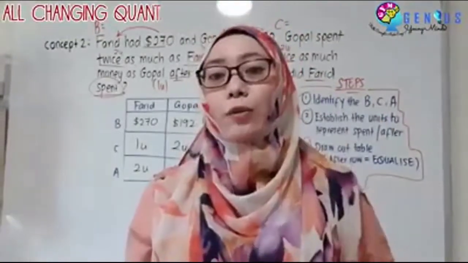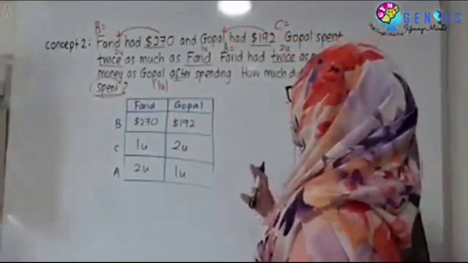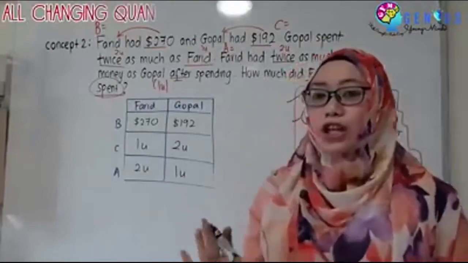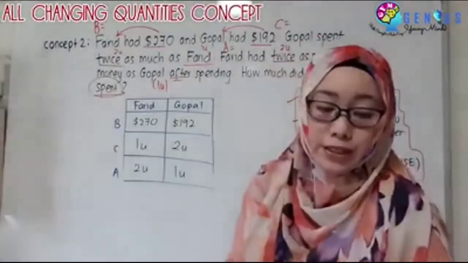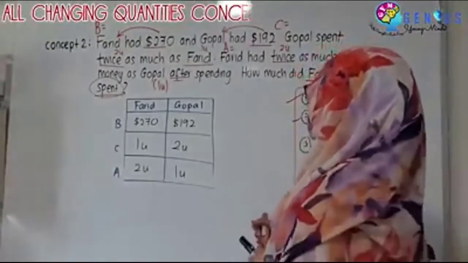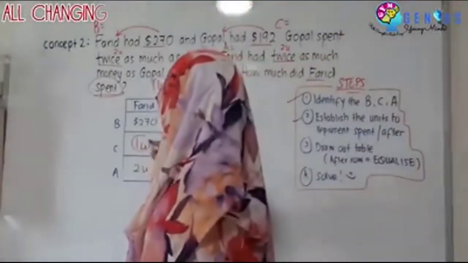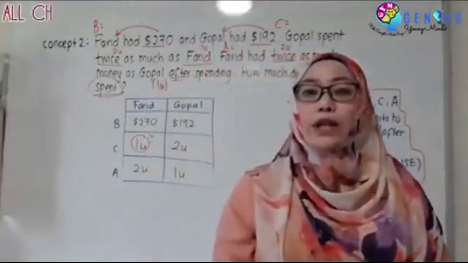Or to cut out from the model. Okay? Alright, so once we have this, for all changing quantity, we have to circle what we want to find out first. Okay, so we want to find out how much did Farid spend. So we want to know 1 unit. Put a question mark there. This is what I want to find.